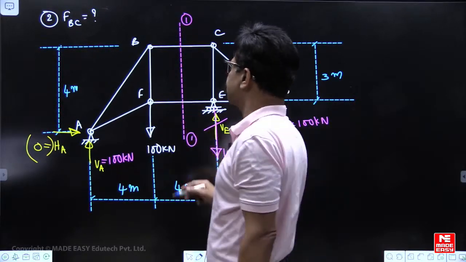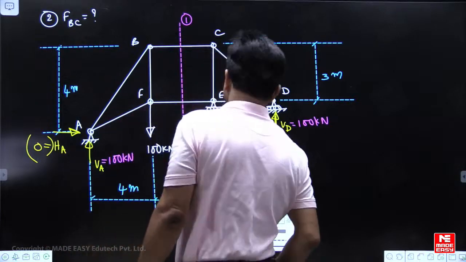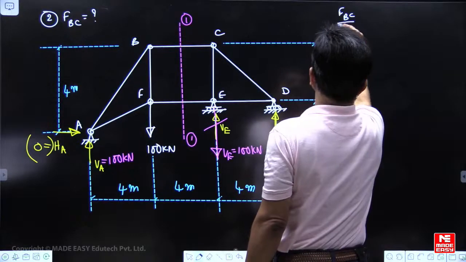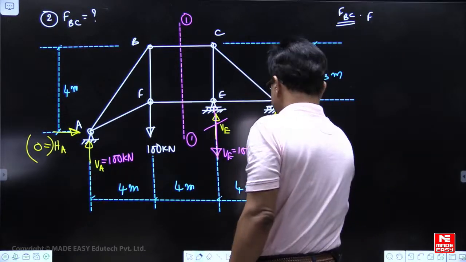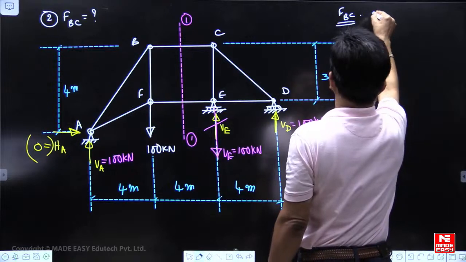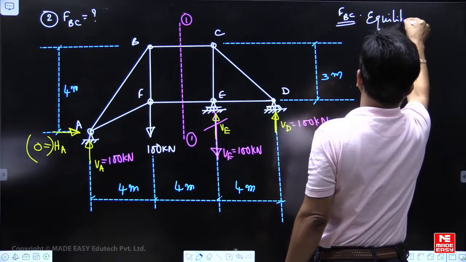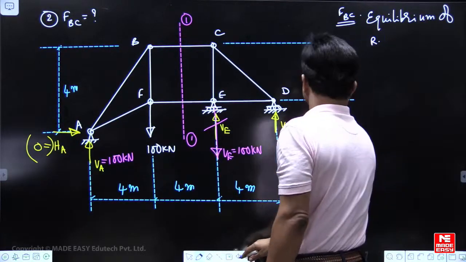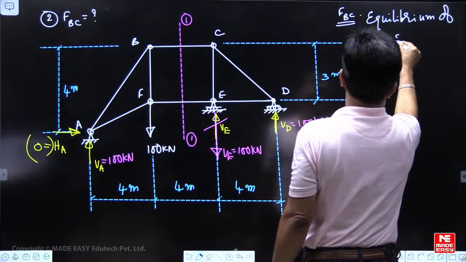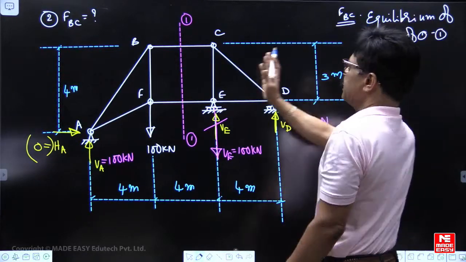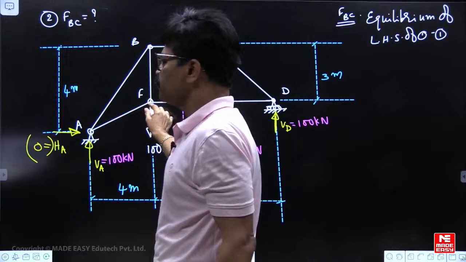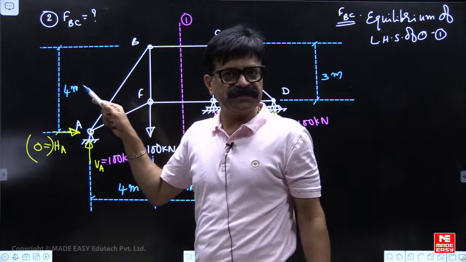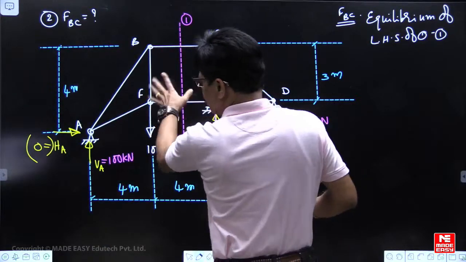Sigma MF equals 0 if I take it. So from FBC, if you want to find, we are considering equilibrium of the LHS of 1-1. Only the LHS of 1-1 we are taking. Take moments of all forces about F equal to 0. Why F? Because I am not interested in finding the force in the member EF. So that will not give any headache.